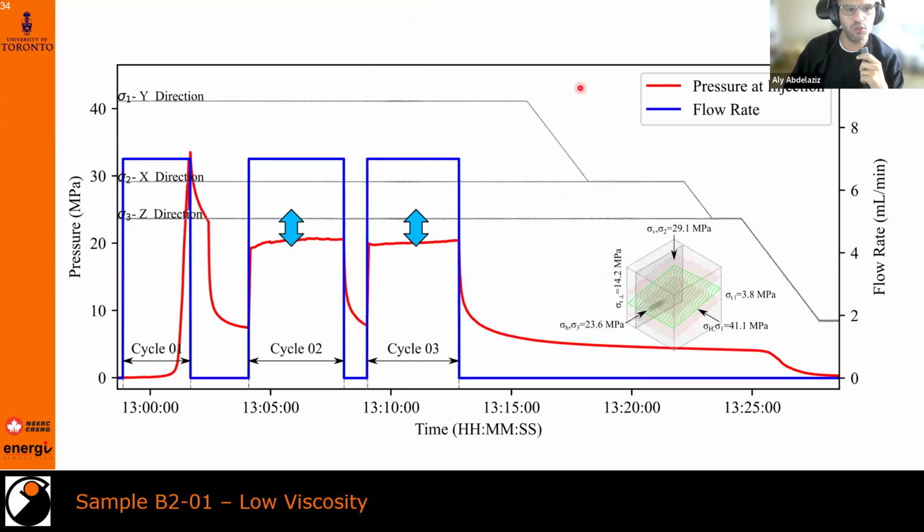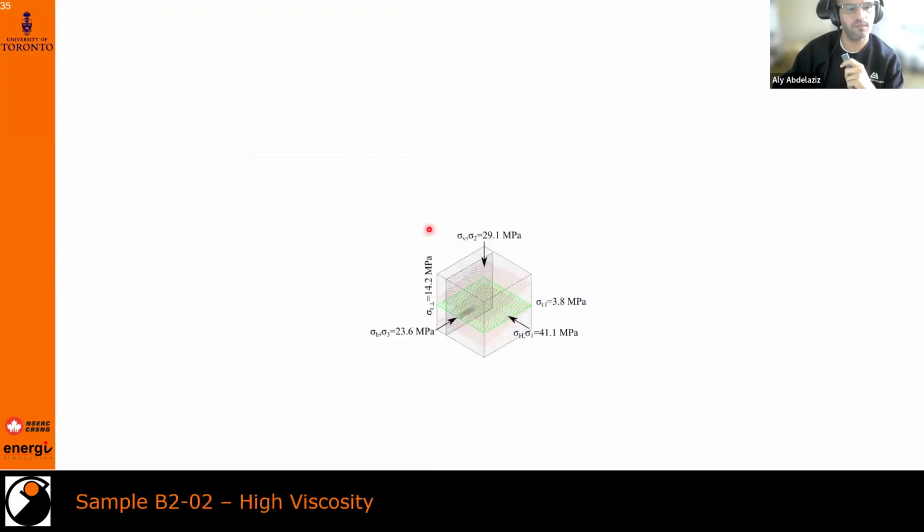But what we also notice is the difference: in this case, the reopening pressure is really close to sigma 3. This is the third cube. So in this cube, we had the similar stresses as for the outcrop, for the sample at depth. And we injected it with high viscosity fluid.